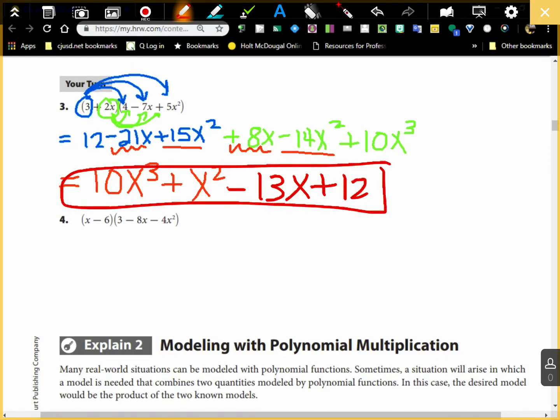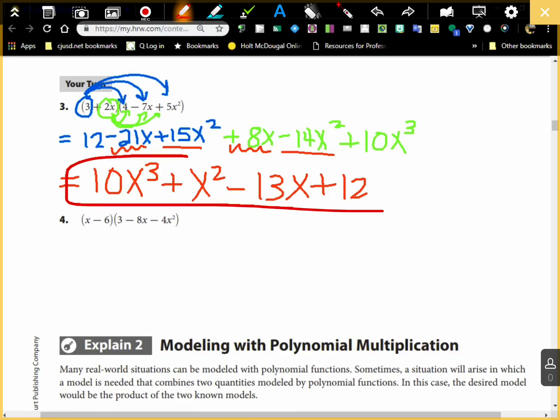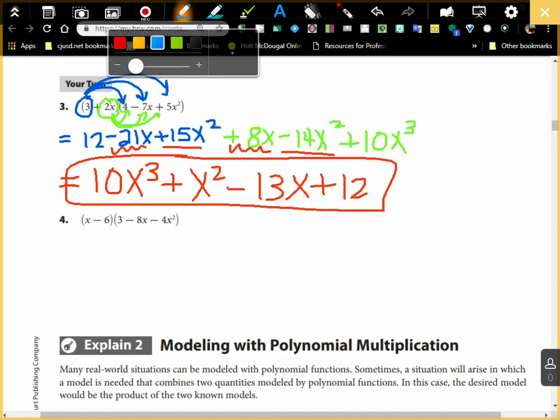So go ahead and try number 4. And if I have a volunteer to do it on the tablet. Any volunteers to do it on the tablet? Thank you, Emma.